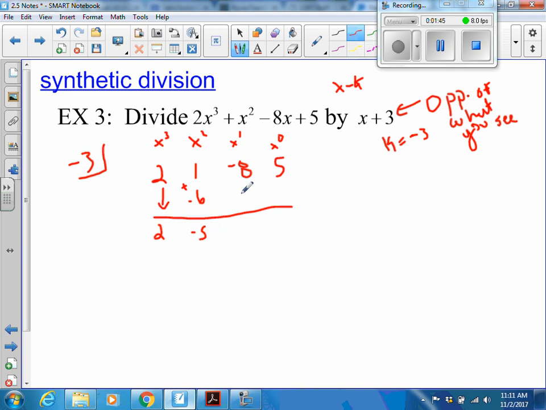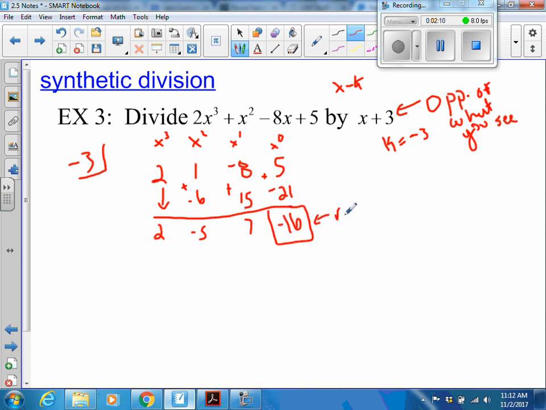That gives me a +15. And I'm going to add my -8 to the +15. So this should give me 7. And once again, I'm going to do -3 times 7, and that should give me -21. And I add 5 to my -21. That should give me -16. Now this right here is what we call your remainder.